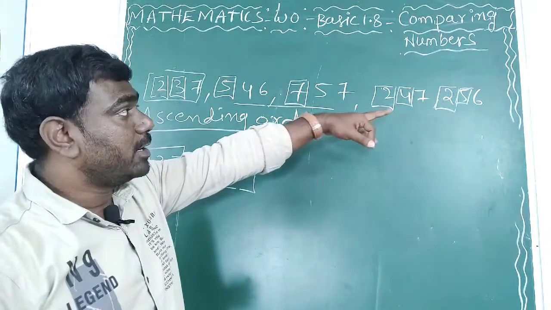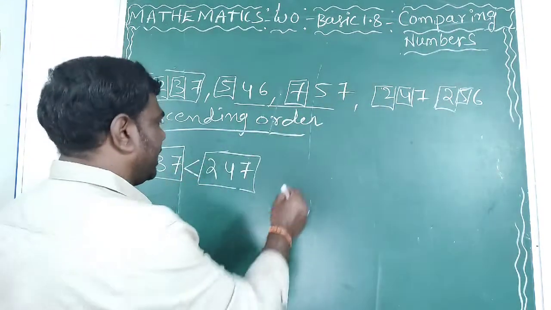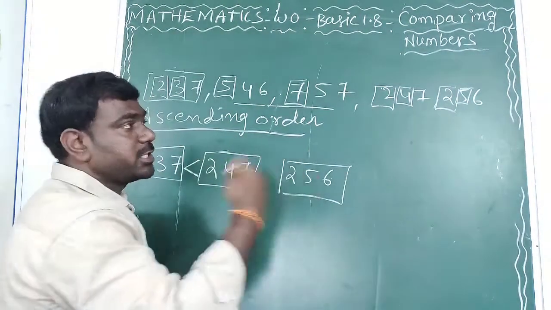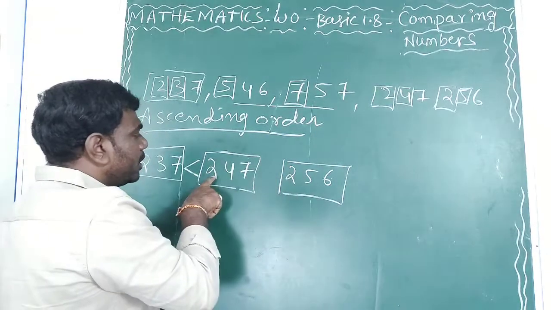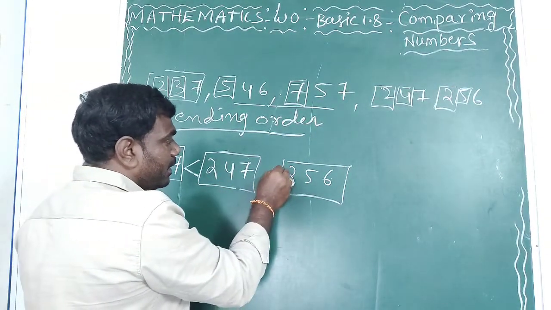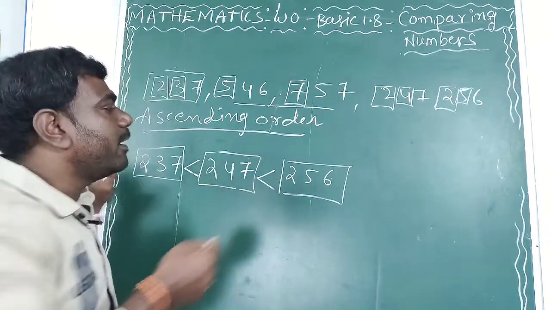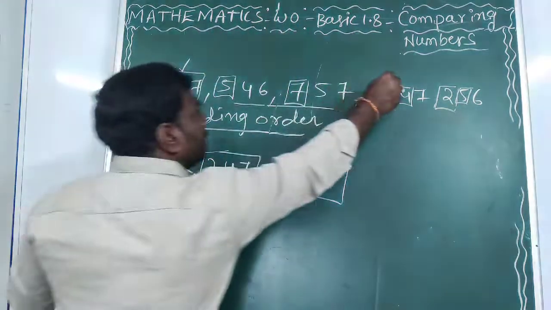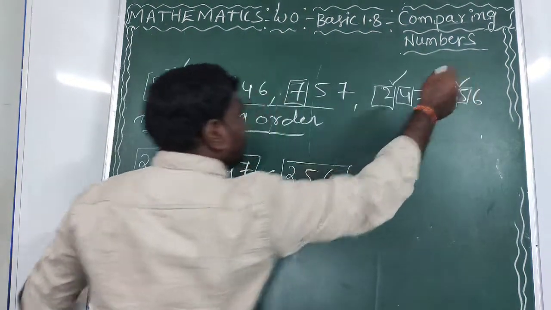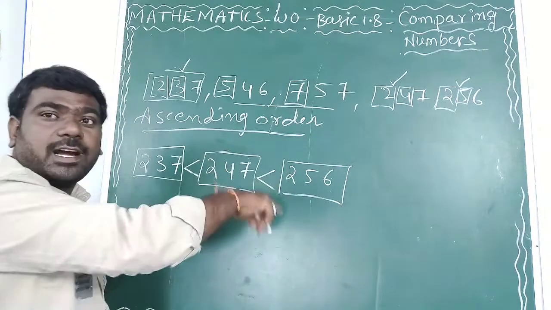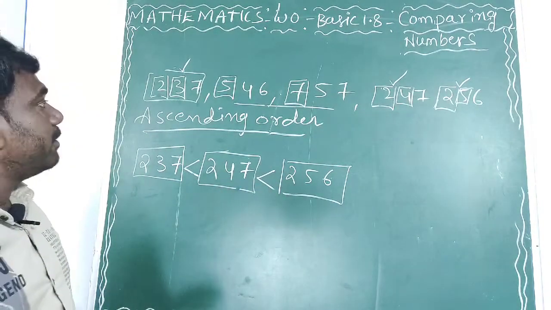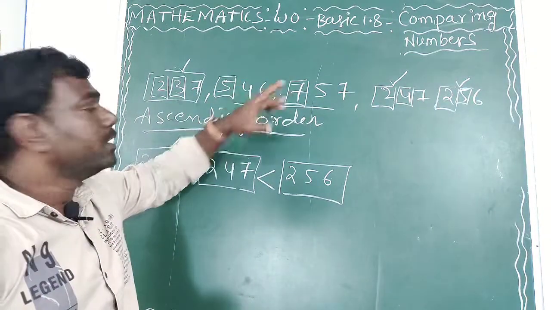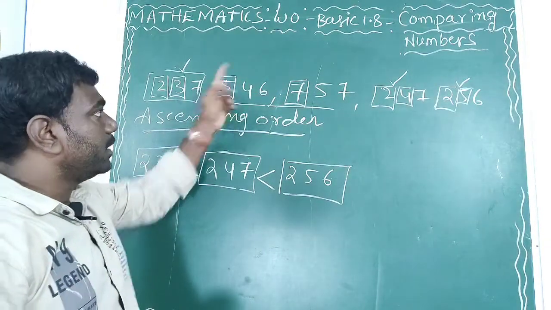Next, what number will become? 256. In the same manner, the next digit is 5 there. Now again, 247 is lesser than 256. So these numbers we picked out, and 3 numbers are written in order. The remaining numbers are what here? This number and this number. Now consider the first digit. Here 5.